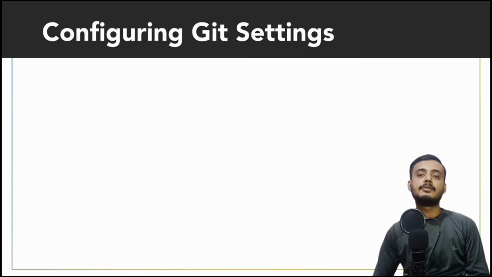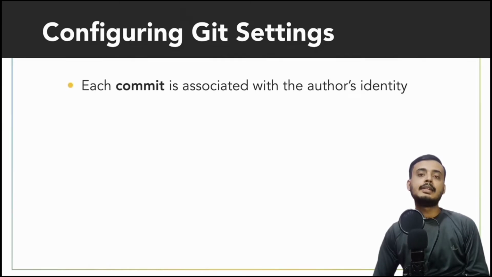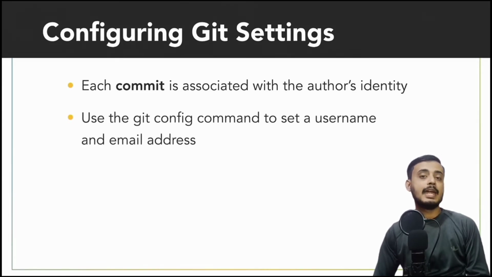After installing it, the first thing we need to do is configure some basic settings. Using it means adding a bunch of commits, and each commit is associated with an author identity, a username and an email address. This information is useful when working with other people. Also, if you try to add a commit without configuring the settings, you will get a message that asks you to verify or add a username and email.